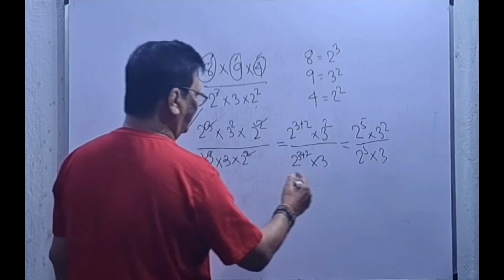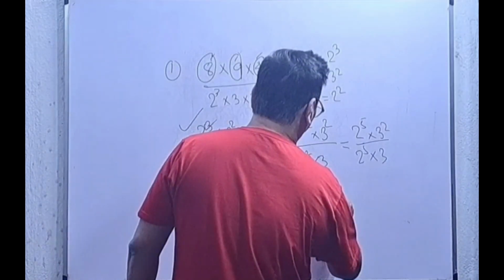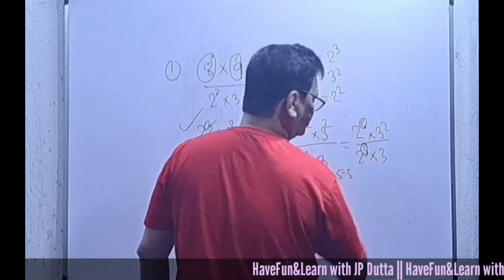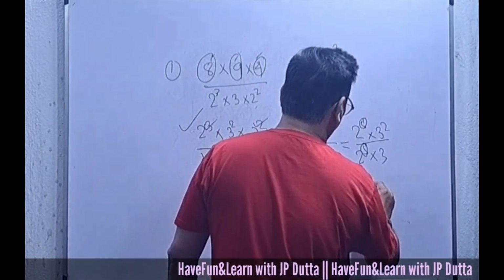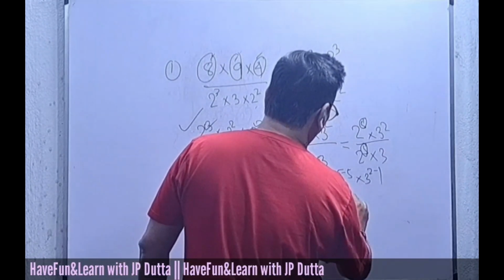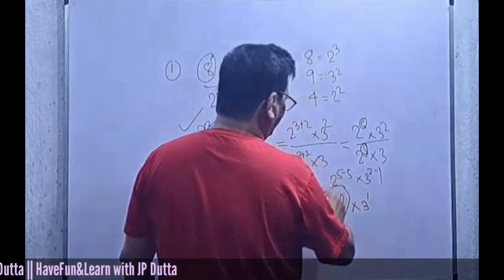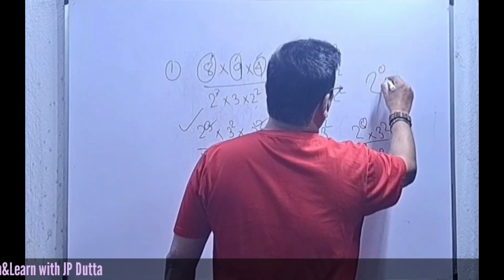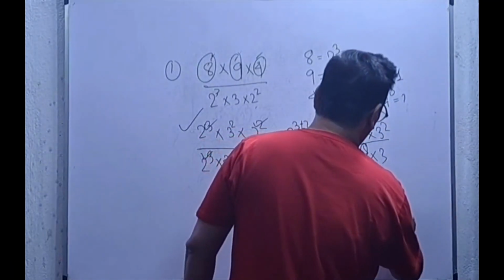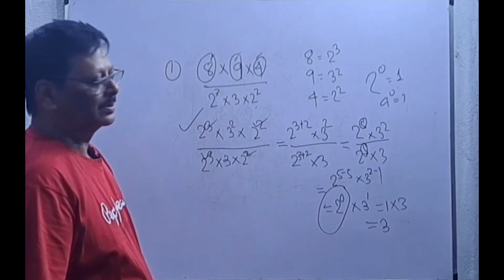Now see, if we apply again the subtraction or division rule here, we get 2 to the power of 5 minus 5, these two, then 3 to the power of 2 minus 1. Then it lands up 2 to the power of 0 multiplied by 3 to the power of 1. Now this, as I told you, anything to the power of 0, 2 to the power of 0 is 1, or a to the power of 0 is 1. So you get 1 multiplied by 3, the answer is 3. Clear?